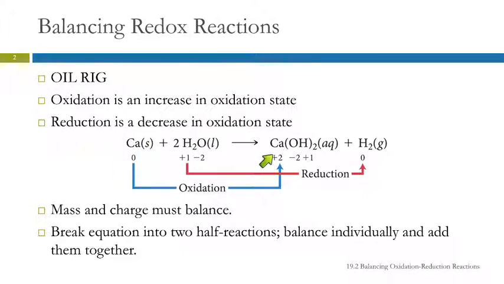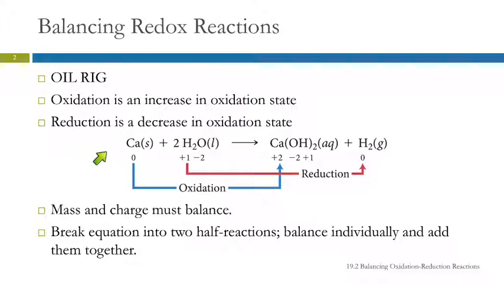You can also think of it in terms of gain and loss of electrons. Calcium has lost 2 electrons to go to a +2 ion. Hydrogen is not as obvious here because it was in a molecular compound here, and so it's harder to think of it gaining or losing electrons. But it has gained electron density.